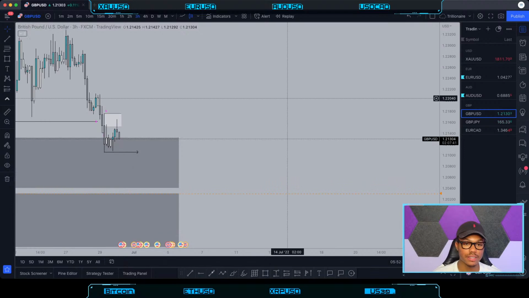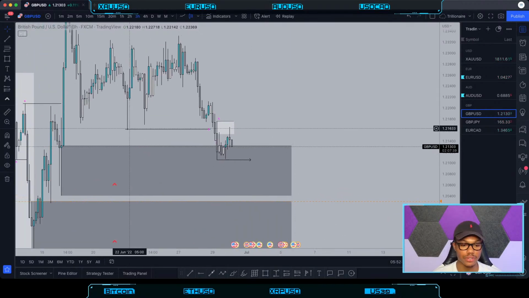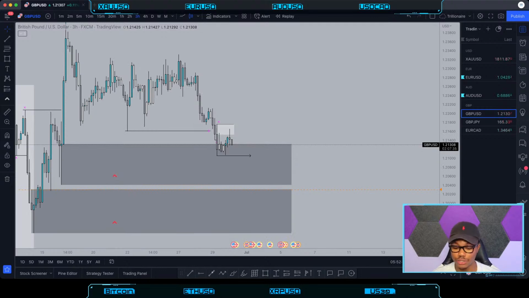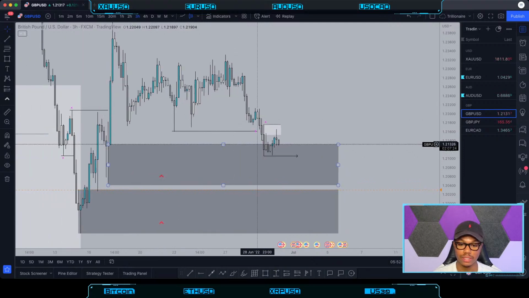Pretty solid. As you can see, price did sweep this liquidity. We did tap into the zone. If you missed the GBP USD outlook, I want you to go and watch that video because it gives you an idea of how I trade and how patient I am when it comes to the markets. We've been waiting on price to tap into this area for quite some time, and now we are finally there.